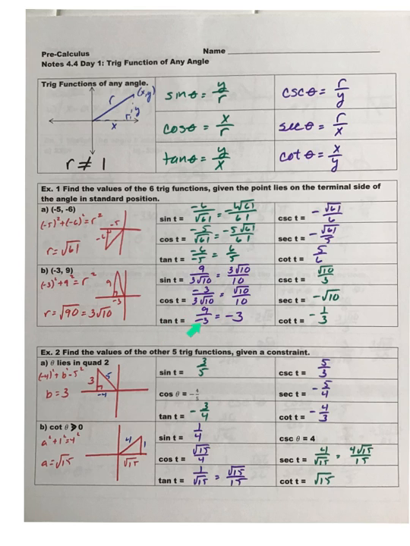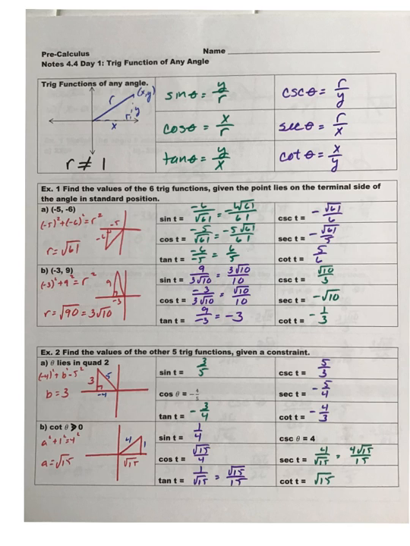Tangent y over x reduces to -3. And then we take all the reciprocals. So take the reciprocal and we get root 10 over 3. Take the reciprocal and we get -root 10. Take the reciprocal and we get -1/3.